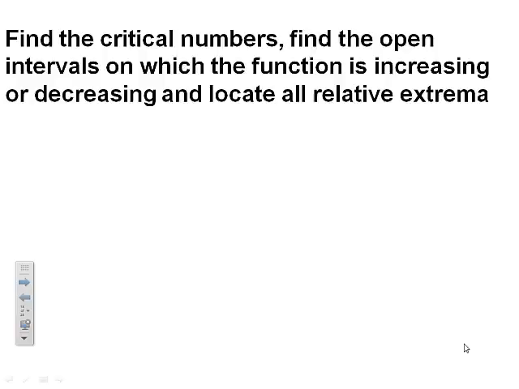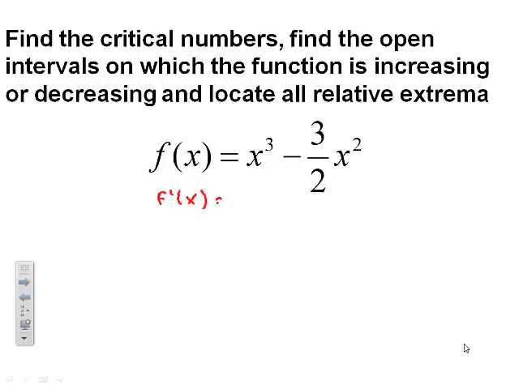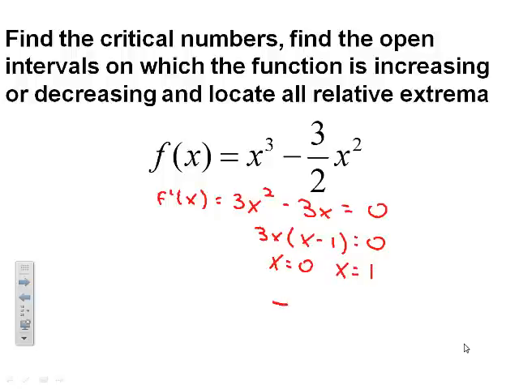Now, another typical problem that you might be asked to do is to find the critical numbers given a function and to also find the open intervals on which the function is increasing or decreasing. The first thing you'd want to do is take the derivative. We know that a function changes from increasing to decreasing when the first derivative equals 0. So we set the first derivative equal to 0 and factor and solve, and we get 2 points, x equals 0 and x equals 1.